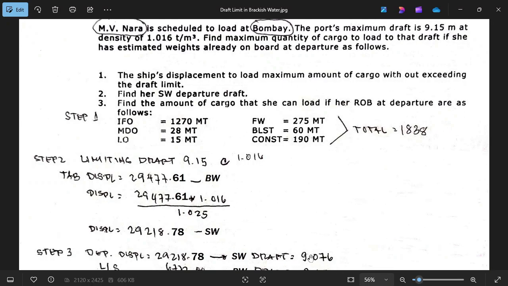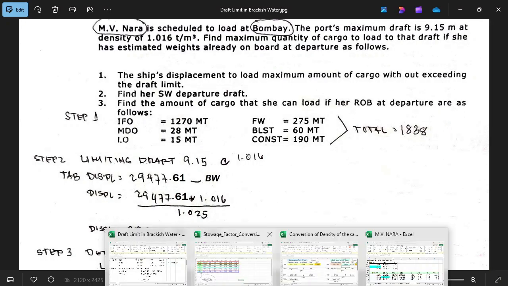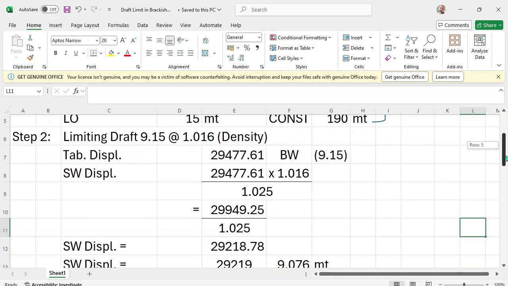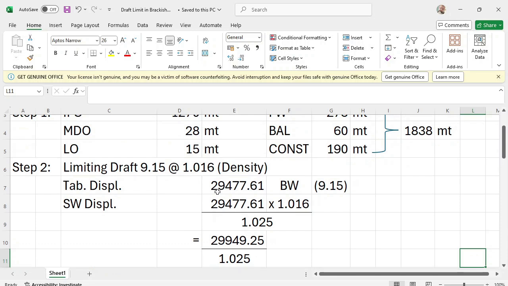Okay, guys. And here, I'm sorry. This will be in brackish water, 29477.61. What will be his displacement in salt water?